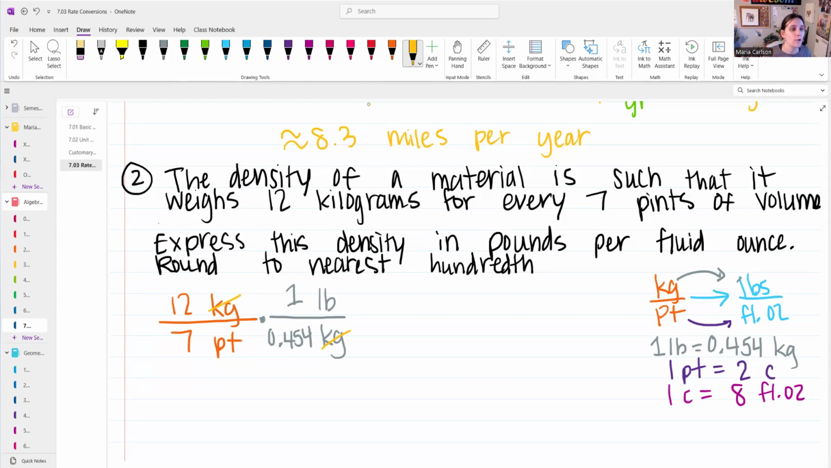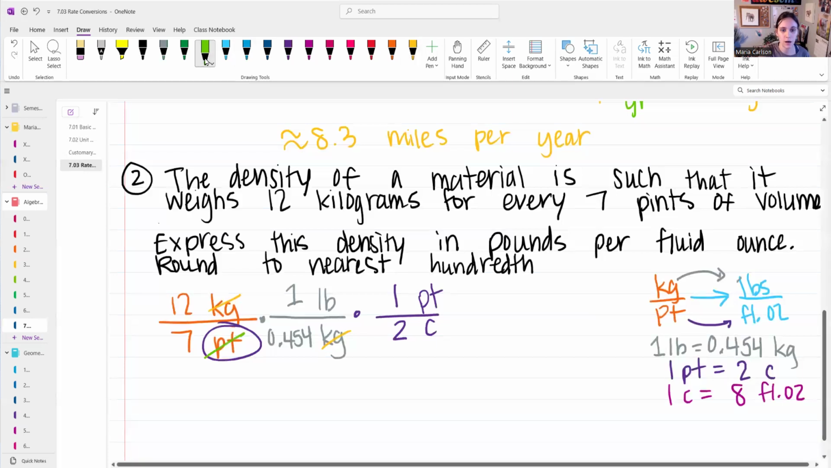so they will cancel, and our units in the numerator are in pounds, just like we want. Now I need to focus on converting pints into fluid ounces. So first I am going to convert pints into cups. Since pints is currently in the bottom, it needs to go on the top in our new fraction. So I have pints on top, and we're converting pints into cups first. So cups on the bottom, and 1 pint is 2 cups. So now the pints will cancel. Oop, I should use a different color. The pint in the bottom and the top of these fractions will cancel.